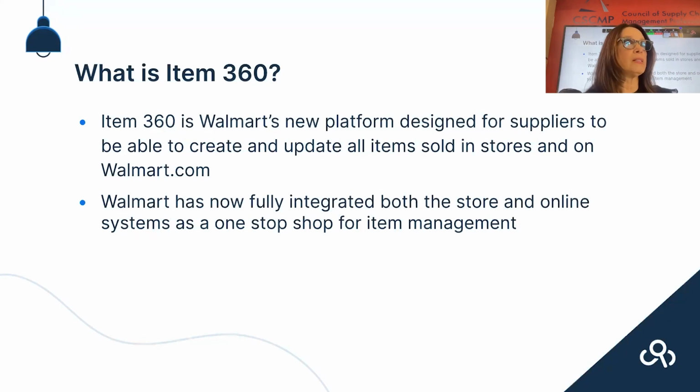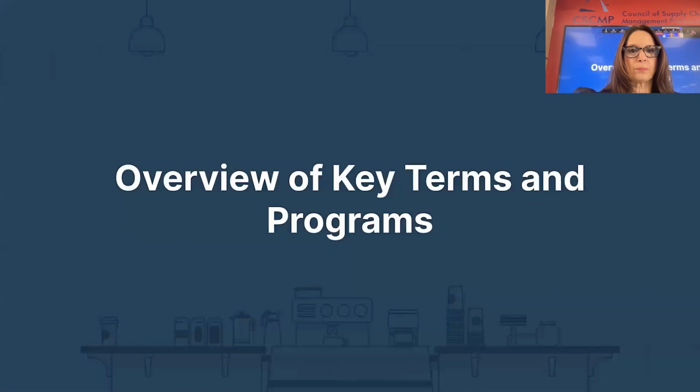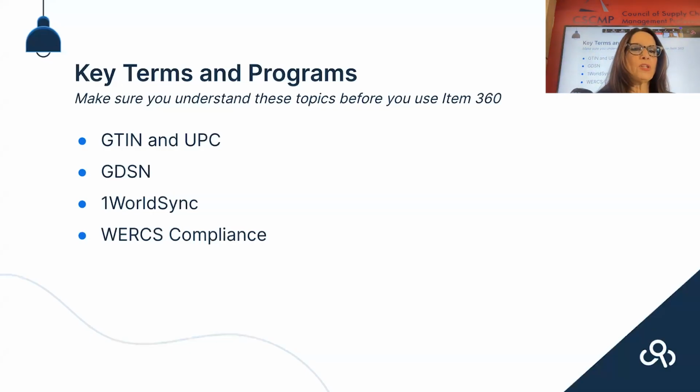Once it's in item 360, you can add to it, you can take away, you can upload images, you can do all kinds of neat stuff with it. Walmart has now fully integrated both stores and online systems for like a one-stop shop. So you can set up your items for online on here. I'm going to briefly go over some of the terms in the programs. I'm not going to spend too much time on this because we have 116 slides.